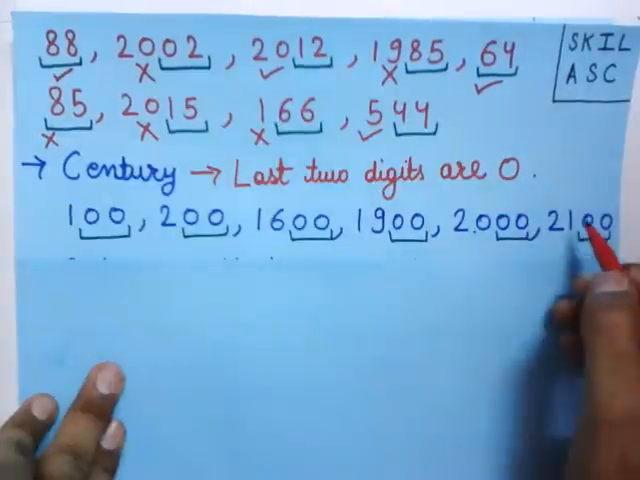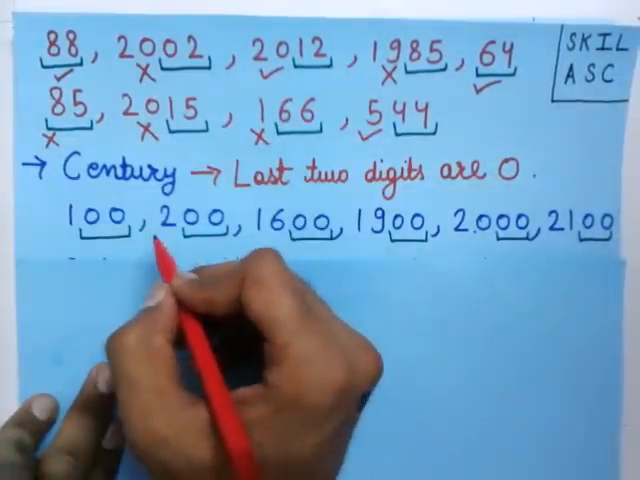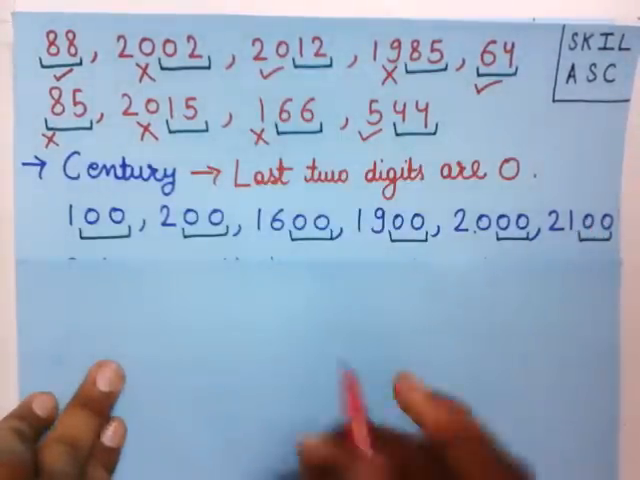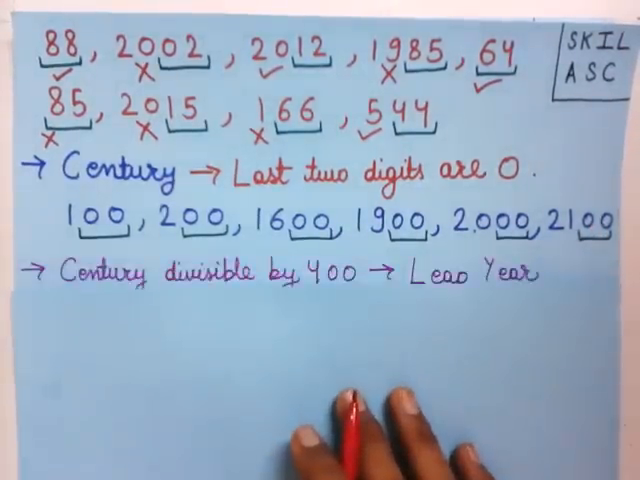All of these years have their last two digits as 0. So all of these are centuries. All these years are centuries.